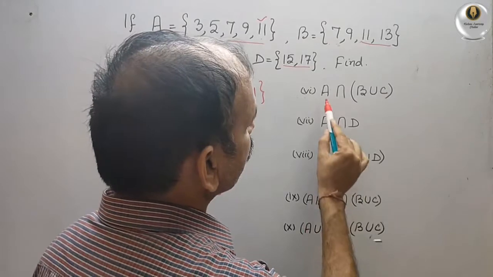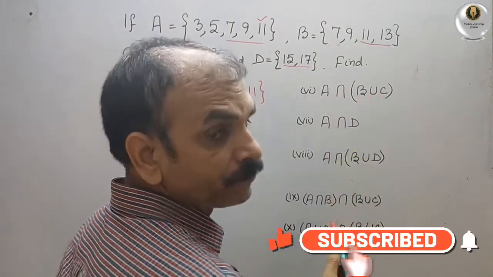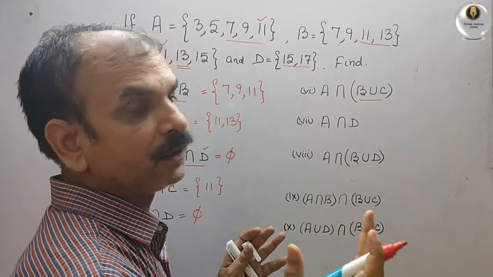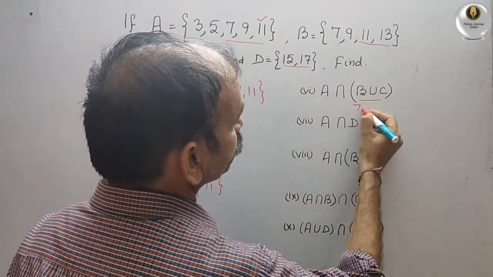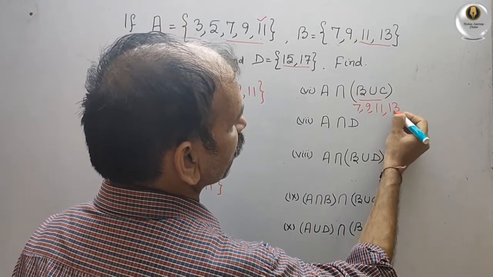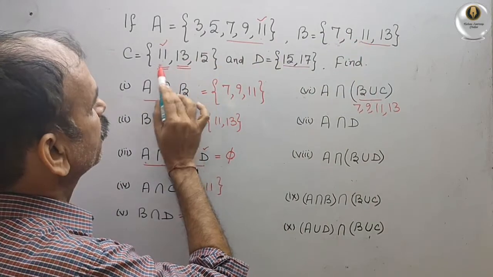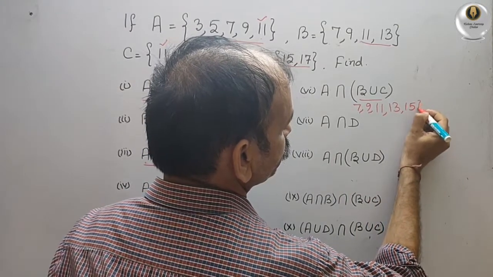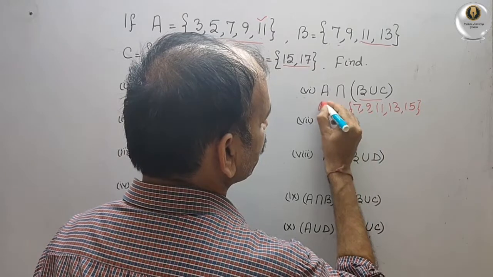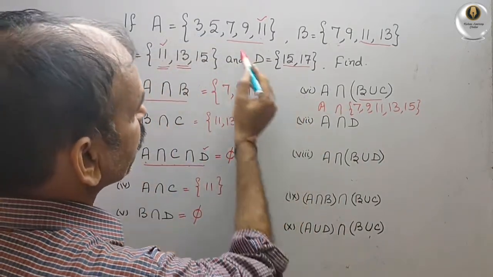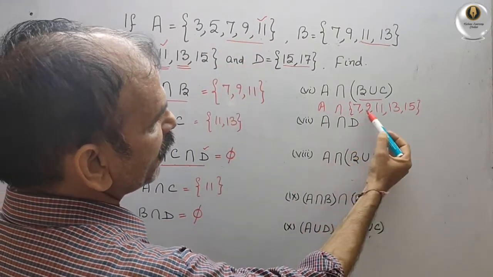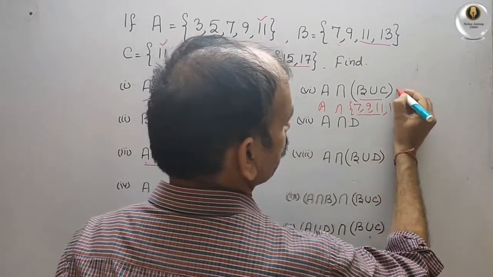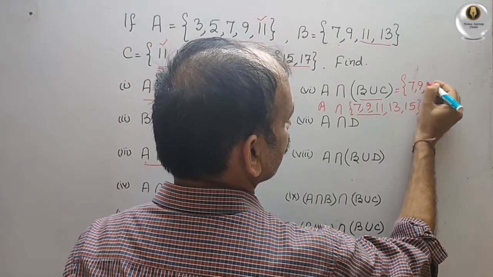Next, here it is A intersect B union C. First we will go for B union C. What is that? That means combination of B and C. So here it is 7, 9, 11 and 13. And C is your 11, 13 and 15. 15 is extra here. So we will write 15 here. Now intersect with A. You can see A contains 7, 9, 11. That means 7, 9, 11 is your answer. Here you will write {7, 9, 11}.